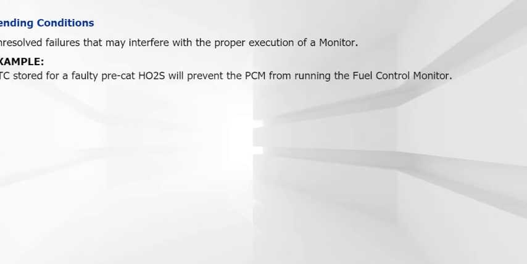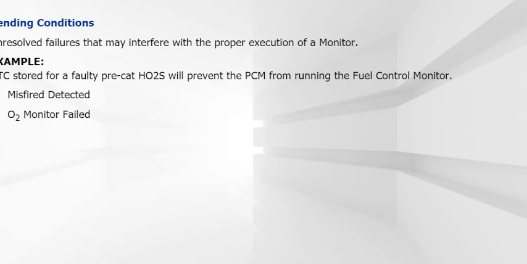Before the PCM runs a monitor, it must determine if any unresolved failures exist that would interfere with the proper execution of the test. These unresolved failures are known as pending conditions. For example, running the catalyst efficiency monitor when a code is stored for a defective post-catalyst O2 sensor would be counterproductive, since the PCM relies on the pre- and post-cat O2 sensors to evaluate converter performance. Consequently, the PCM will delay the execution of a given monitor anytime a failure has been detected in a related system.